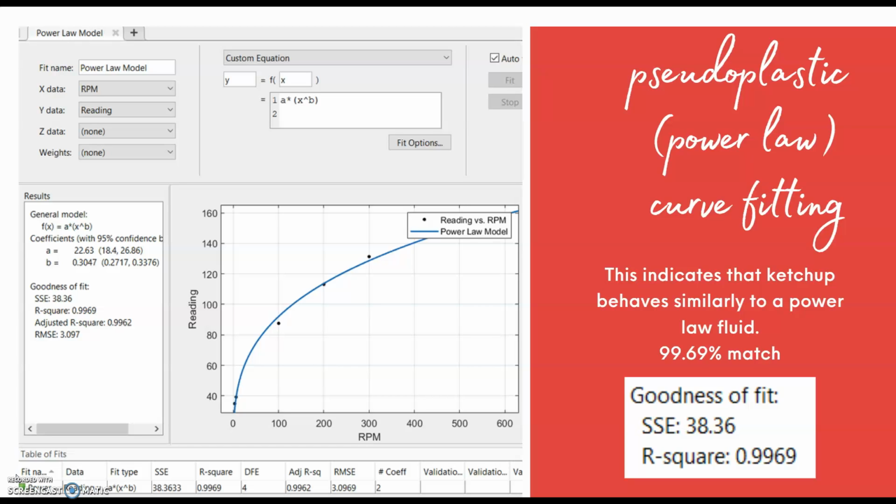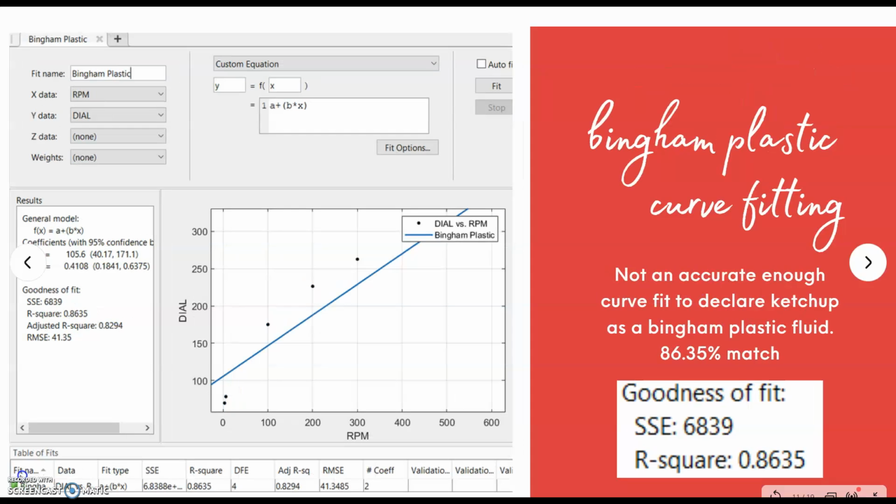This explains why the curve adequately fits the data. However, as stated previously, it is not the best match for this data set.